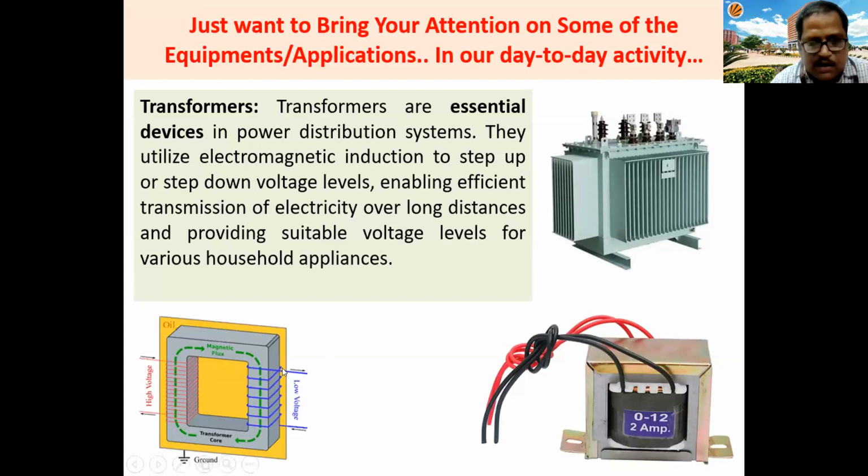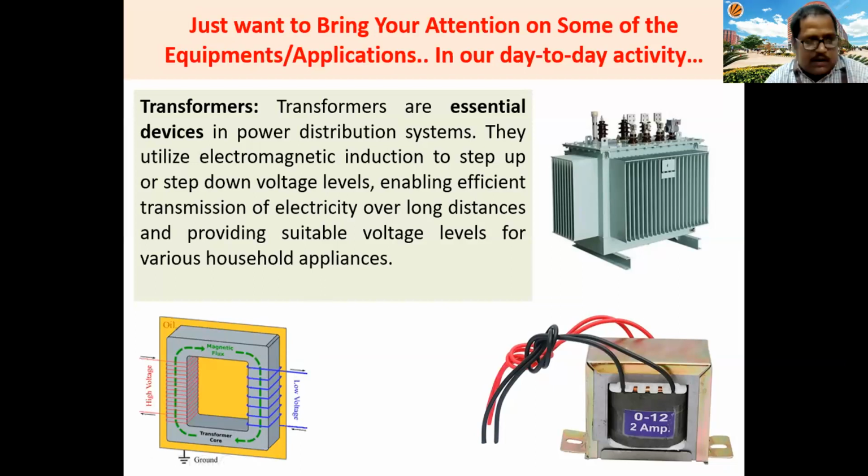Similarly, if I count this blue winding, which is on the right hand side, here also you can find 7-8 turns. Definitely 7 or 8 is less than 15, so this is called low voltage winding.